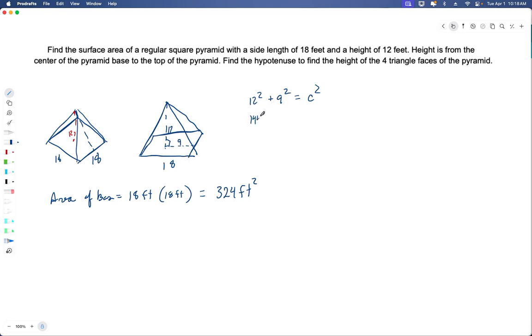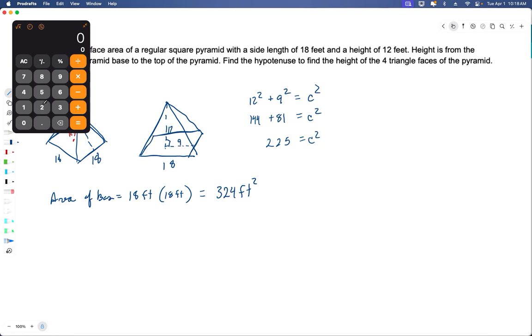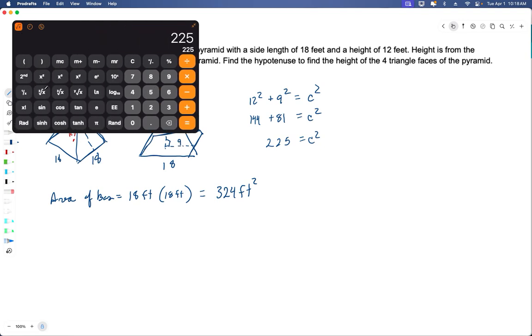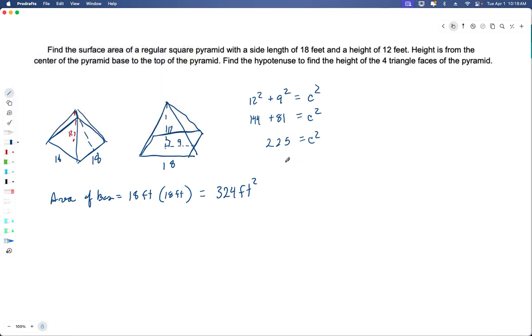So it's 144 plus 81 equals c squared. That is 5 and 12, carry 1. 225 is equal to c squared. And I think I remember 225, that's 15. Okay, so 15 is the length of c.